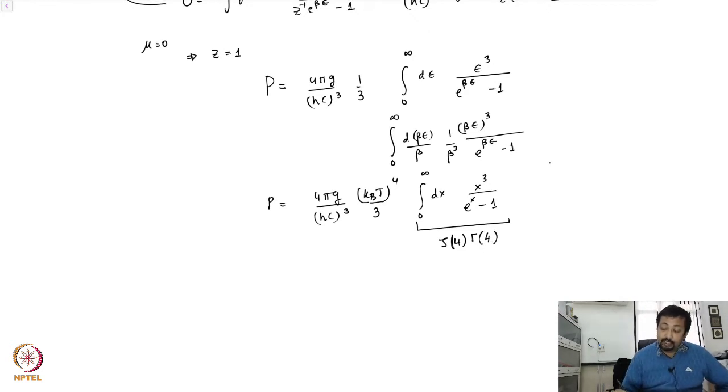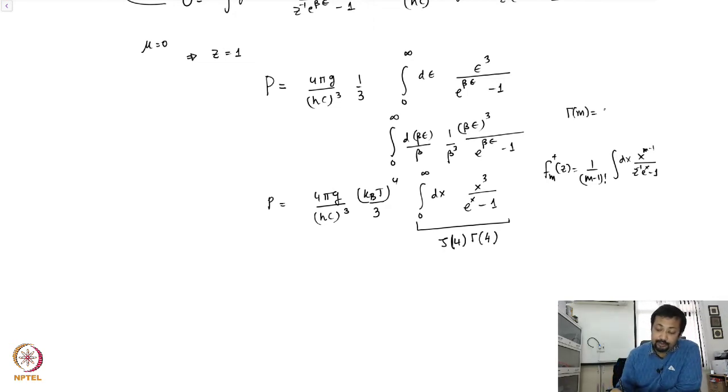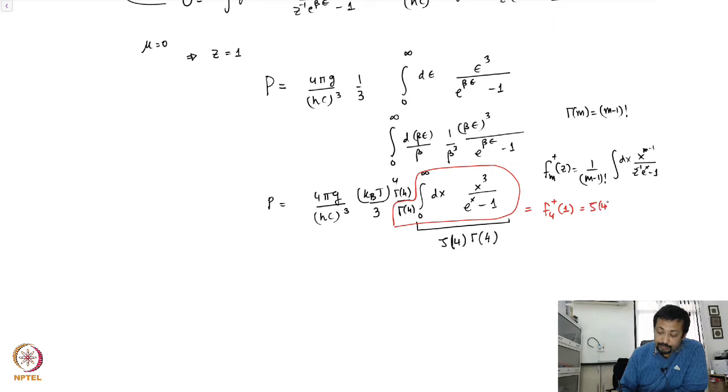Because I know from our earlier discussion that f_(m+)(z) is 1 over (m minus 1) factorial, integral dx x^(m-1) over z inverse e^x minus 1, and gamma of m is going to be (m minus 1) factorial. So essentially I multiply this by gamma 4 and divide by gamma 4, and I realize that this quantity that I see over here is equivalent to f_(4+)(1), which is zeta 4.